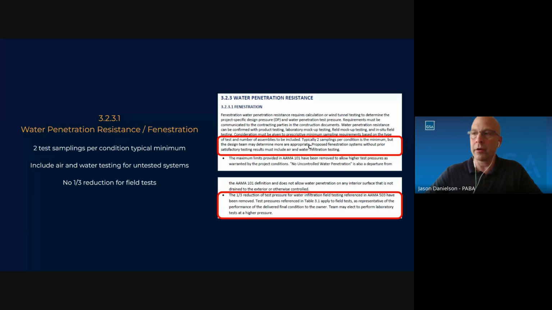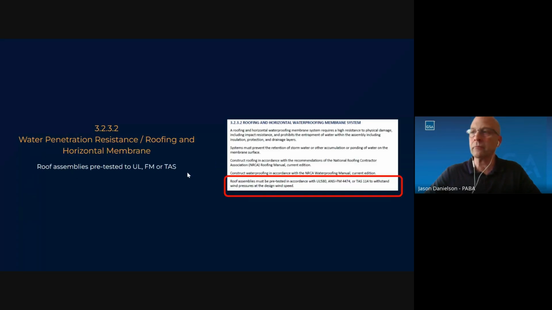include air and water testing for untested systems. And I mention again the 1/3 reduction for field tests, no 1/3 reduction.